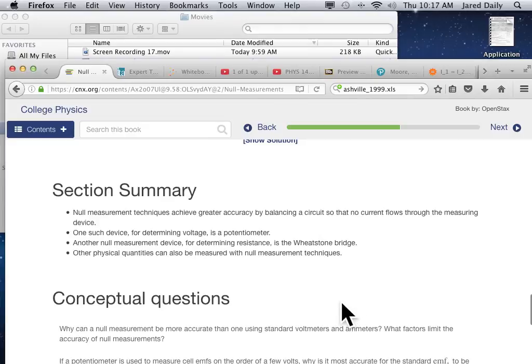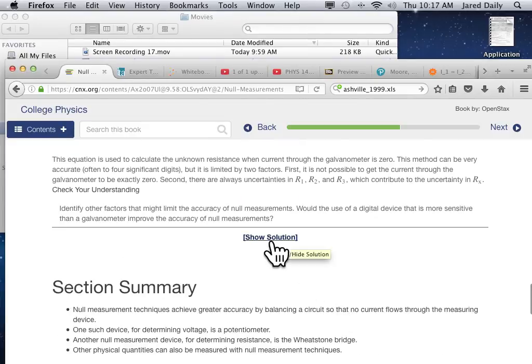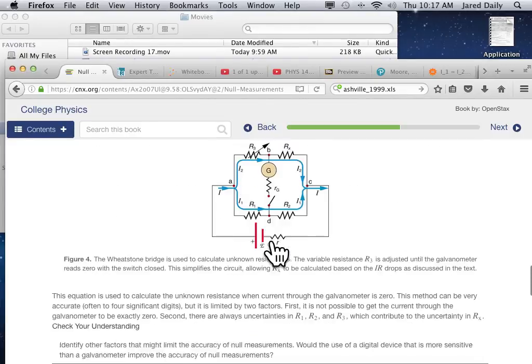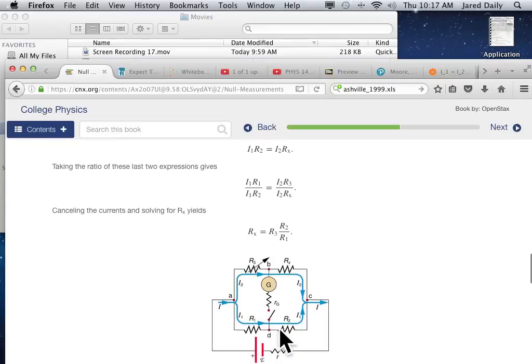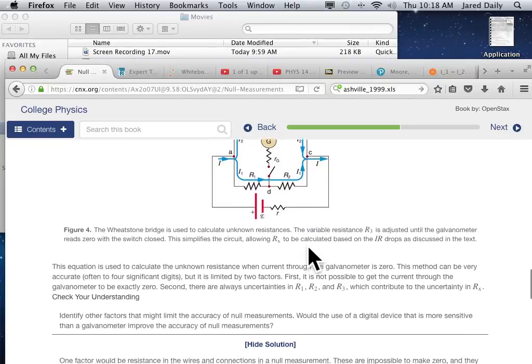They actually give here's the equation for this. The equation for Rx is R3 times R2 over R1. So you take this R2 divided by R1 ratio, multiply it by R3, whatever R3 is, and that will give you Rx. So this is the only equation you really need to know for this Wheatstone bridge. And I did give you a Wheatstone bridge problem in the homework. So this is the equation you need to know for that.